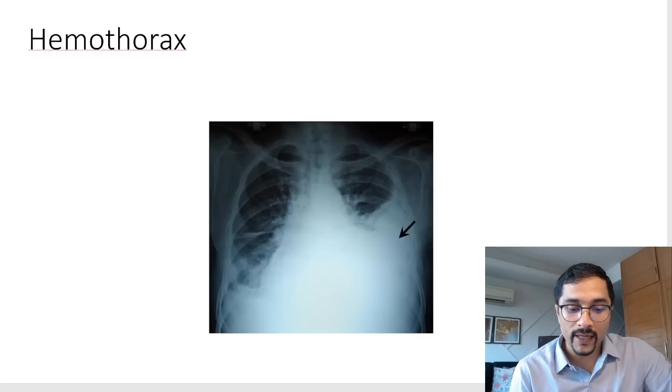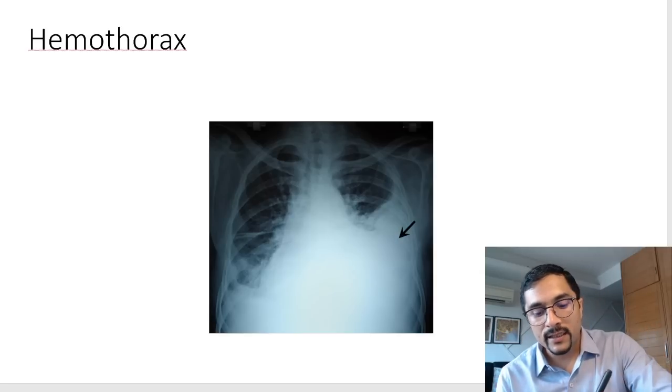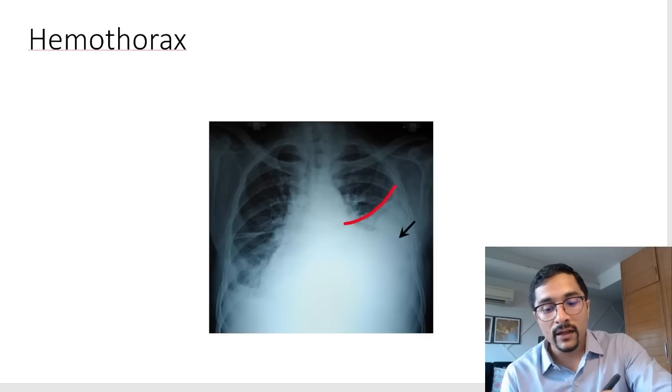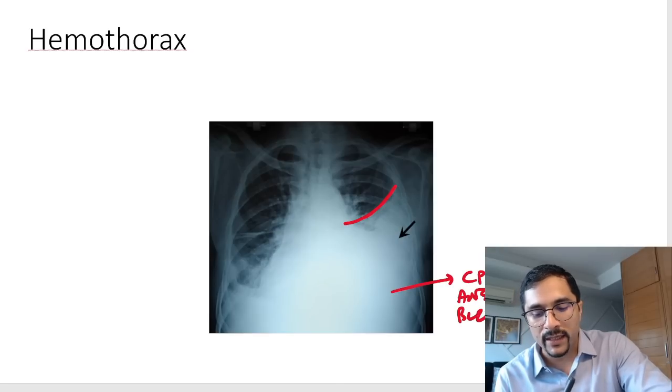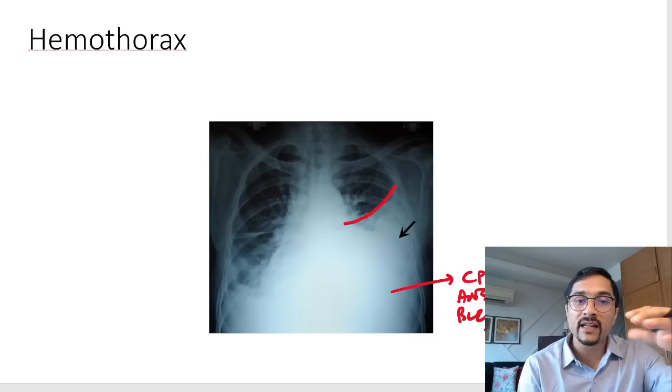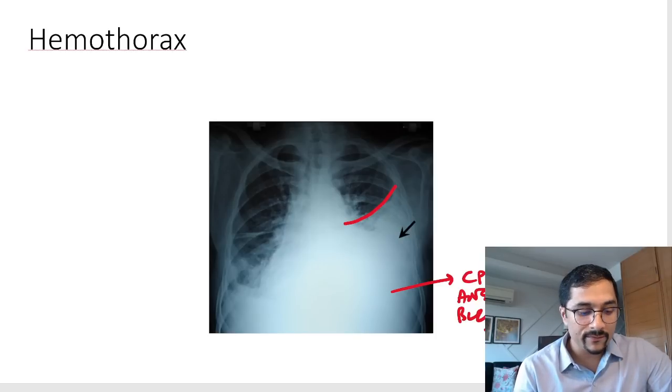This is pneumothorax. In hemothorax, we will see an air fluid level and the CP angle will be blunted. CP angle will be blunted, or you cannot see the CP angle because there is fluid there, and you will see an air fluid level.